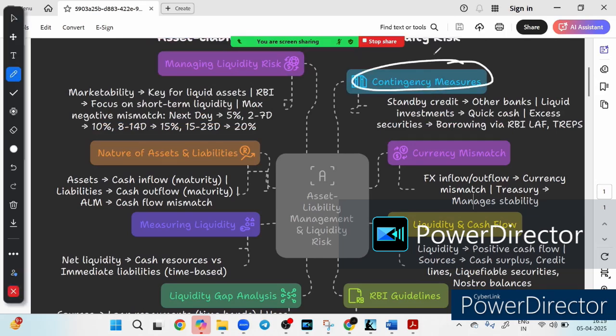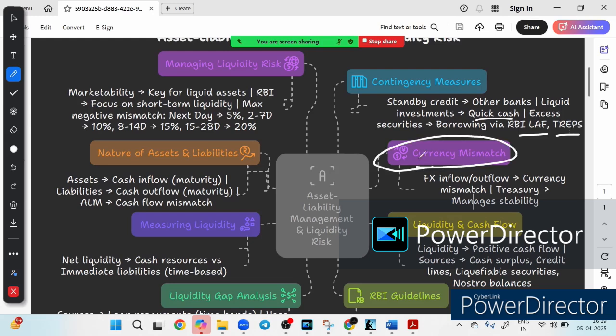Basically, what if a bank suddenly needs more cash? No worry, they have options, like a standby credit. Yes, a standby credit option is available for them, right? They can take a standby credit from other banks, or they can take help of liquid investment that can be quickly converted into cash, or they can borrow from RBI by means of LAF, liquidity adjustment facility, or TREPS, right? Repo, TREPS.